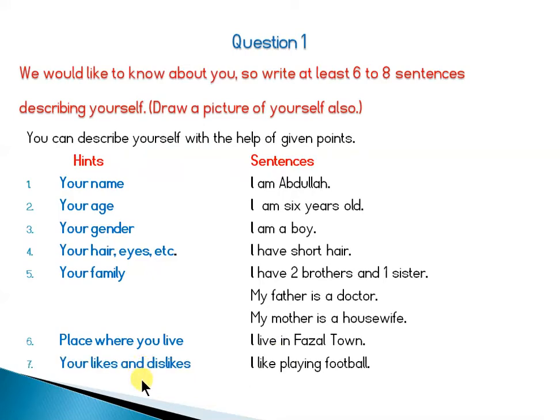Number 7, your likes and dislikes. Every person has likes and dislikes. If you like playing football, you write I like playing football. If you like playing cricket, you write I like playing cricket. If you are a girl and you like playing with your dolls, you write I like playing with my dolls. Now you can write 6 to 8 sentences about yourself easily, inshallah.